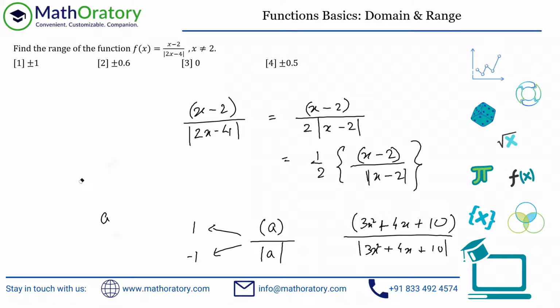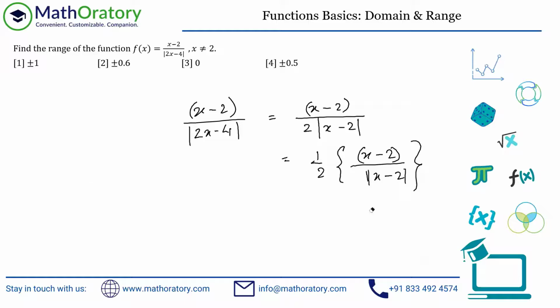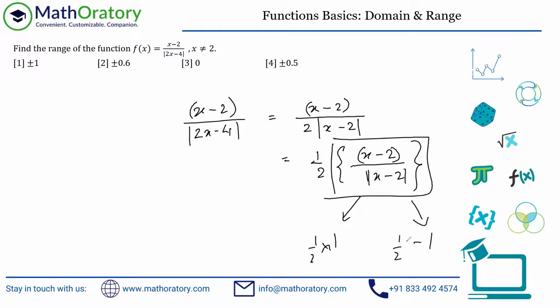So let's get the answer now. What we have understood so far is that this part will give us an output of 1 or minus 1. In turn, the entire function will be half into 1 or half into minus 1, right? So there are two possible outputs, or that will be the range of this entire function, which is plus half or minus half. So that is option 4, which is plus minus 0.5.